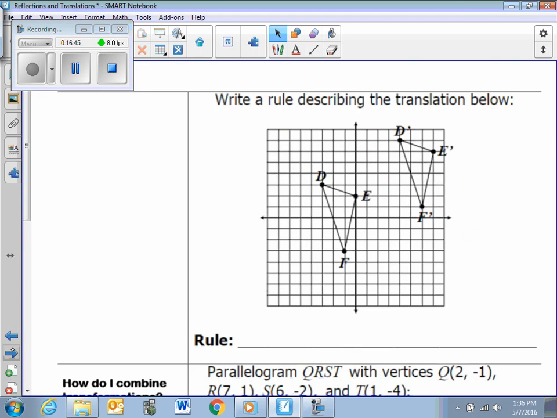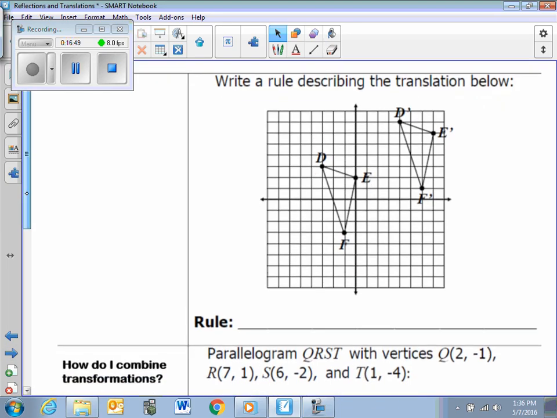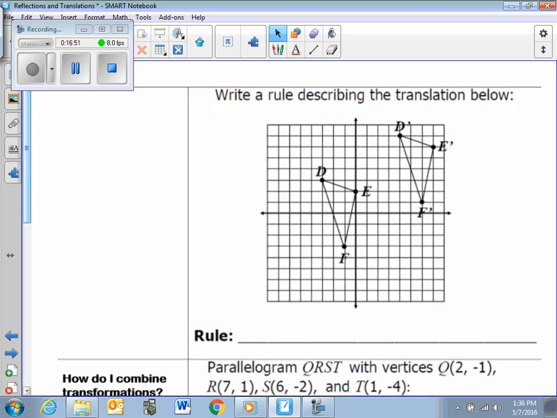Let's see what we have next here. Oh, here's one. I think this will, well, no, we have to combine. So we'll do this one and the next one. Okay, so this one, they actually give us the picture of a translation, and we have to write the rule. So we know it's a translation. We know a translation is an isometry.